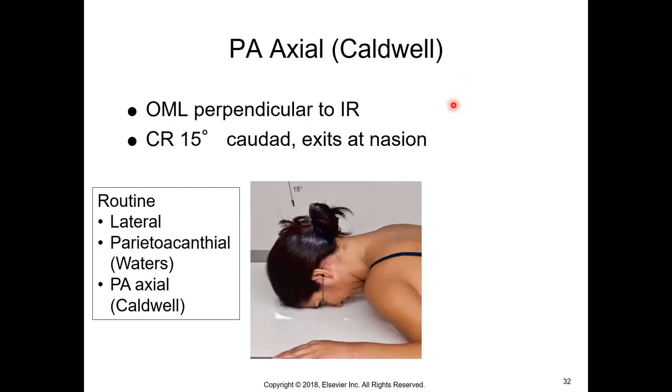PA axial Caldwell looks very familiar to your PA axial Caldwell for your cranium. The OML is going to be perpendicular to the image receptor. You are still doing the 15-degree angle, exiting the nasion. With that 15-degree angle, the petrous pyramids are still going to fill your orbits.